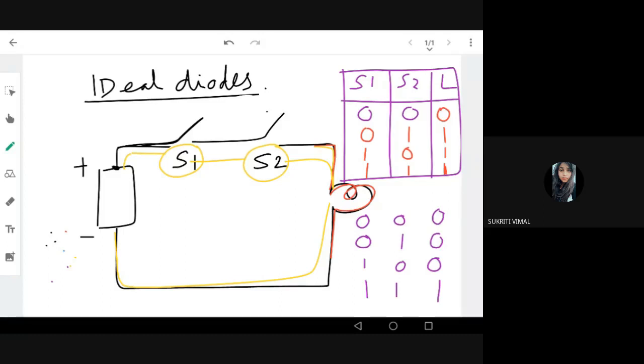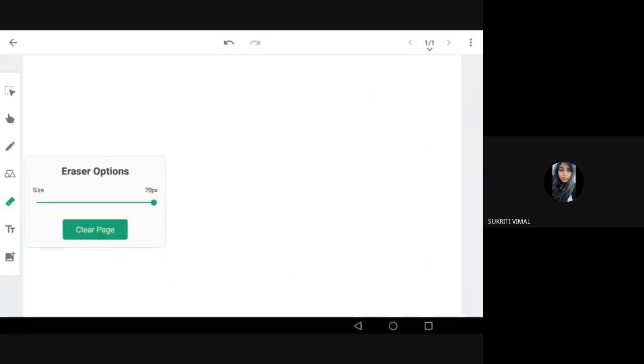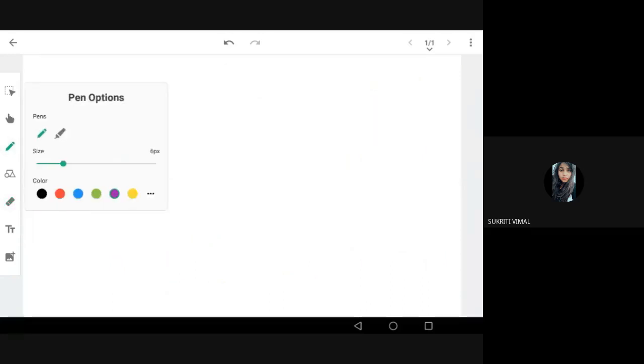Okay. Now we have one more gate which is called the NOT gate, right? If input is 1, output is 0. Input is 0, output is 1, right? This is a negation gate or NOT gate. Okay. We just wanted to brush up on this because right now we'll try to make some circuits using diodes. And you should tell me what the gates are.